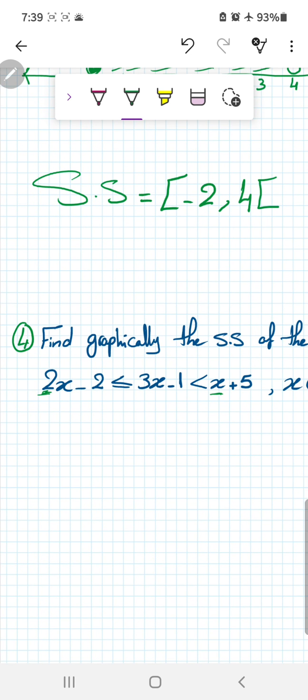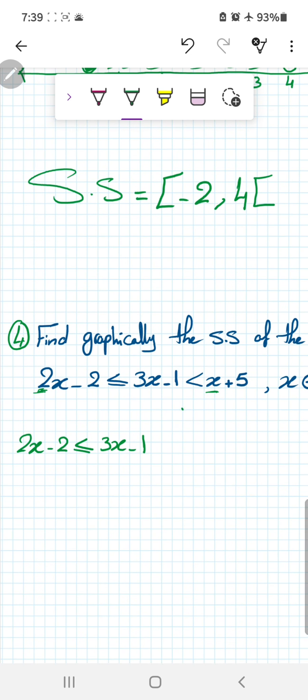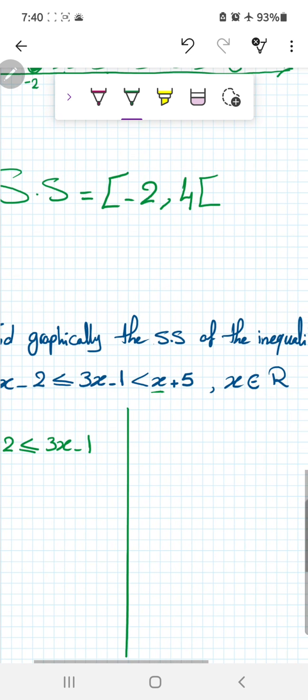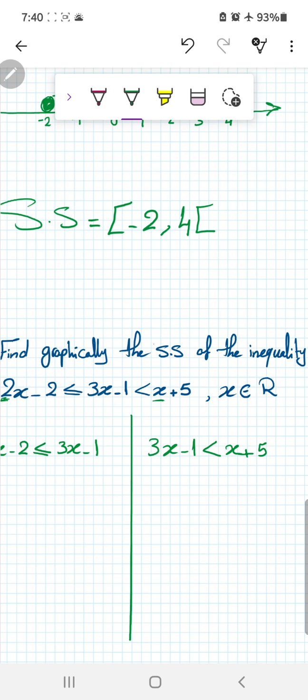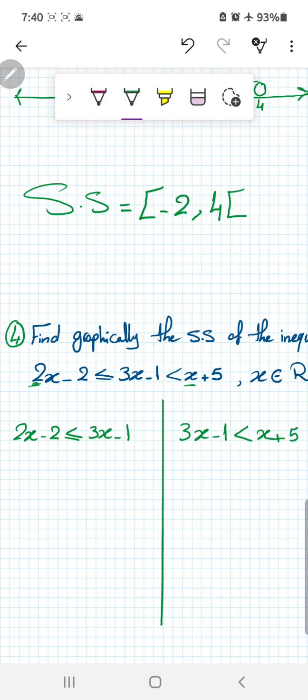First we get 2x minus 2 less than or equal to 3x minus 1, and we divide the page and get 3x minus 1 less than x plus 5. So we have two inequalities. If the coefficients are not equal, we divide the page and get the first inequality and the second inequality. Here 2x minus 2 less than or equal to 3x minus 1.